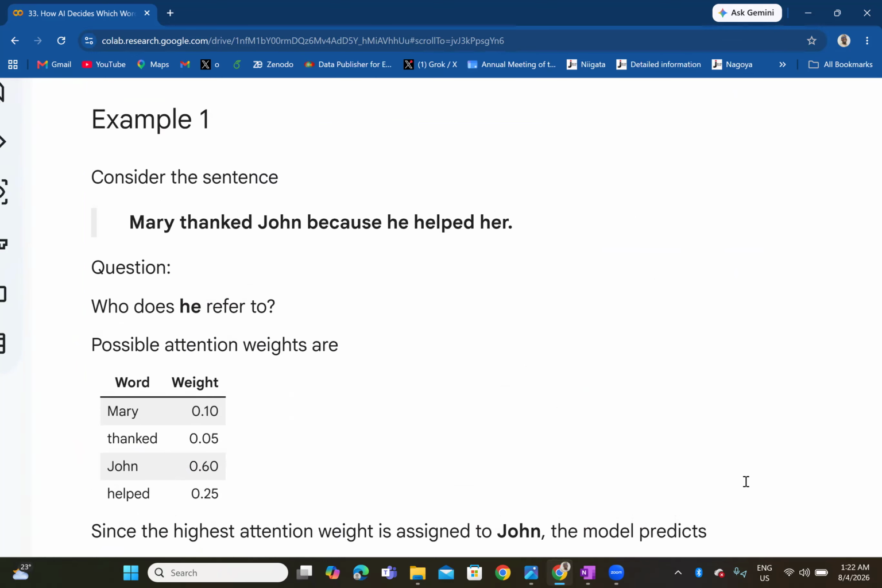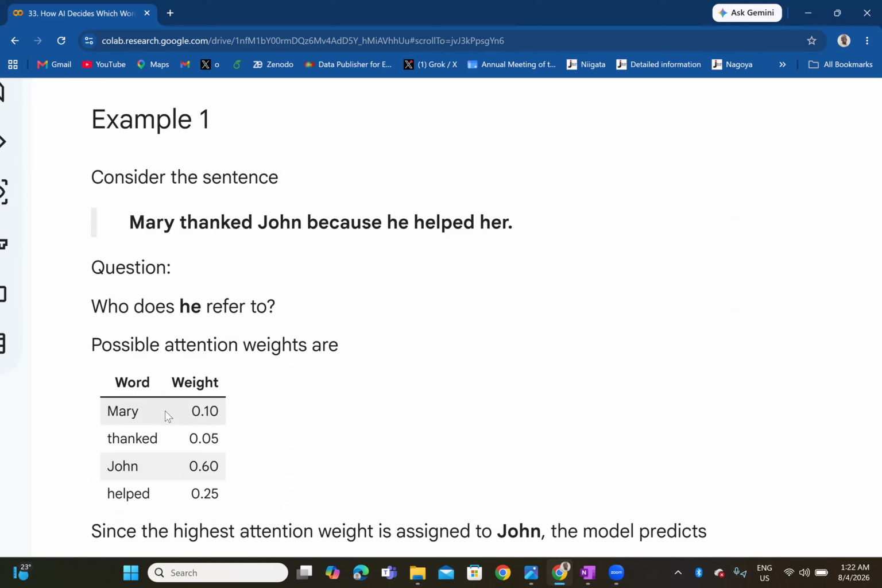So going to example one, I consider the sentence, Mary thanked John because he helped her. Of course, the question is, who does he refer to? We know he refers to a male, not a female. So we can decipher as humans that he refers to John. But what if it was James thanked John because he helped him? That is a bit less direct, but we can still figure out that he refers to John and him will refer to James in that case.